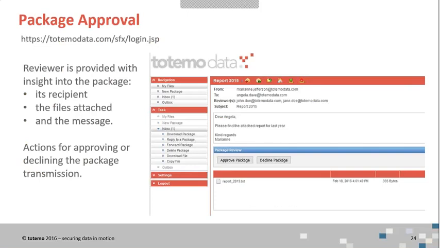And as we already know, this user has access to all the information, to the recipient of the package, to the message, and of course, to the files attached. So the workflow would be to download the files, check if the file is okay to be sent out, and once it's okay and the user is approving the package, he can use the buttons we implemented here. One of them is approve package, the other one is decline package.